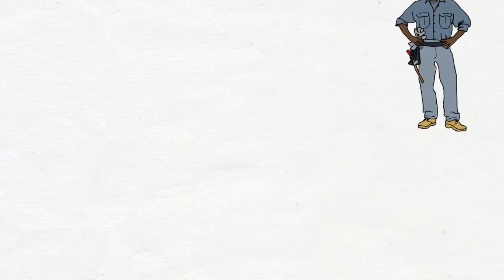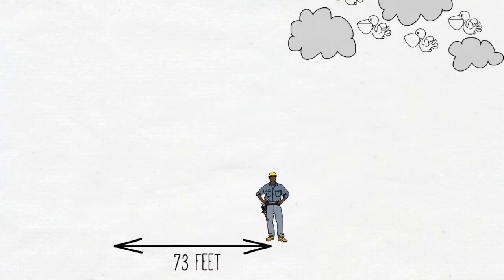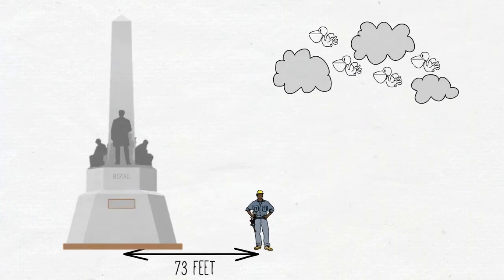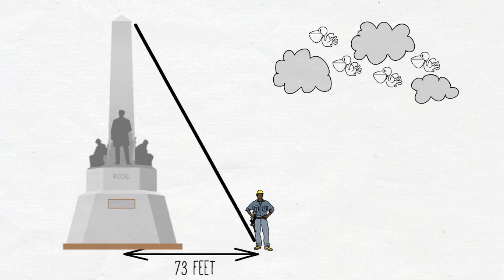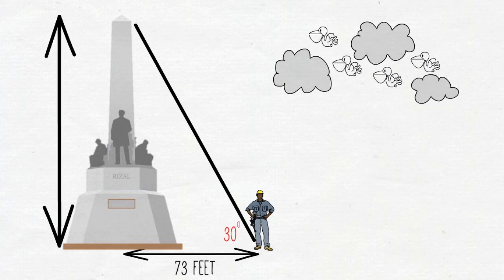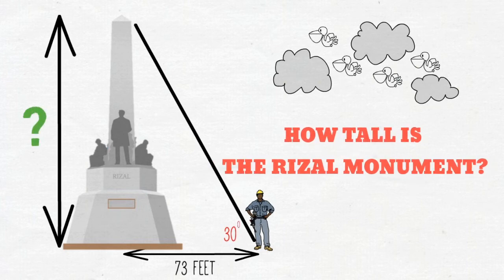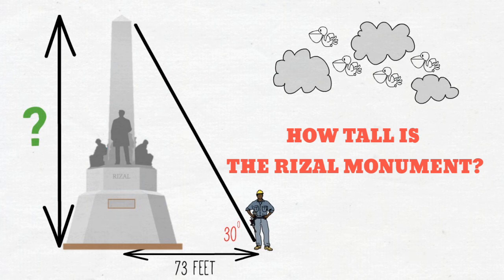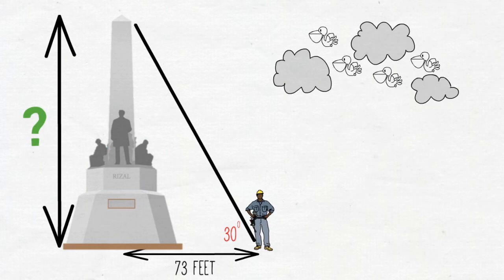A surveyor is standing 73 feet from the base of the Rizal Monument. The surveyor measures the angle of elevation to the top of the monument as 30 degrees. How tall is the Rizal Monument? Have you been there? How are we going to solve this? Let us analyze the problem. Based on the given, we have the distance between the surveyor and the monument and the angle of elevation to the top of the structure. We are tasked to find the height of the monument.